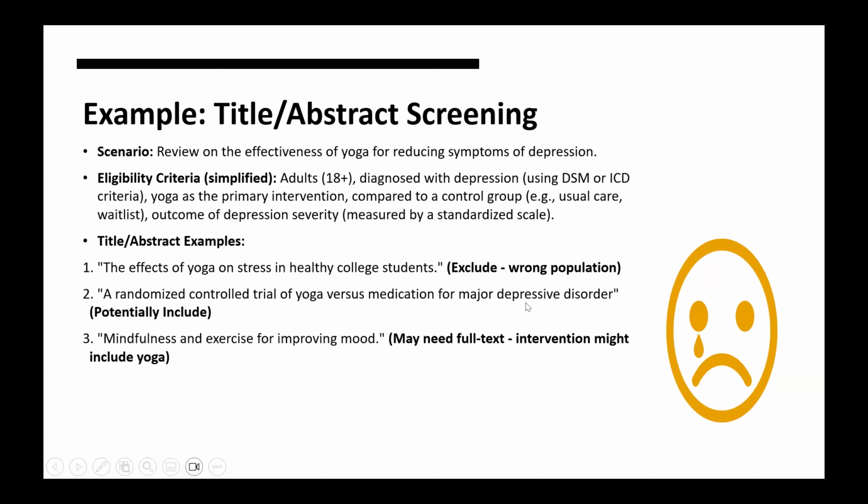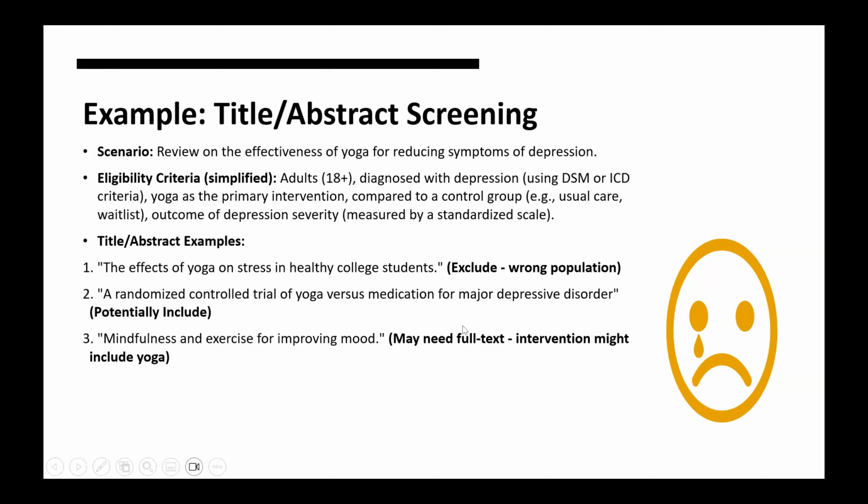Now, this is also not very clear, but you could include them potentially, because when you look at the full text, it will let you know whether it is something that you are going to include or you will not include. Then the next one is mindfulness and exercise for improving mood.